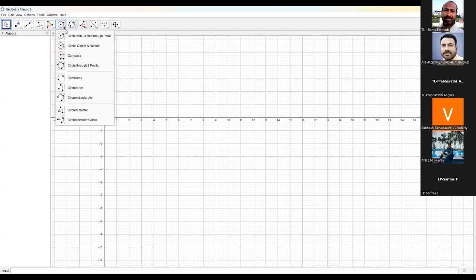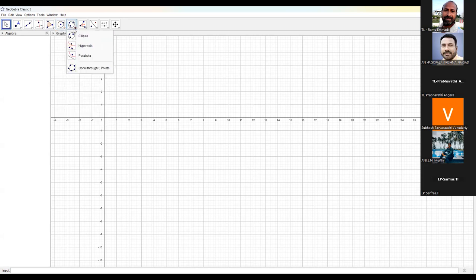Fifth is a circle with center through point. You can make a circle with a single point, and also you can make a circle with center and radius. Next, you can make an ellipse, hyperbola, parabola by just clicking. And another one is the angle. If you want to make an angle in a particular figure, then you can make an angle. And if you already have an angle with a size, then you can also make this angle.